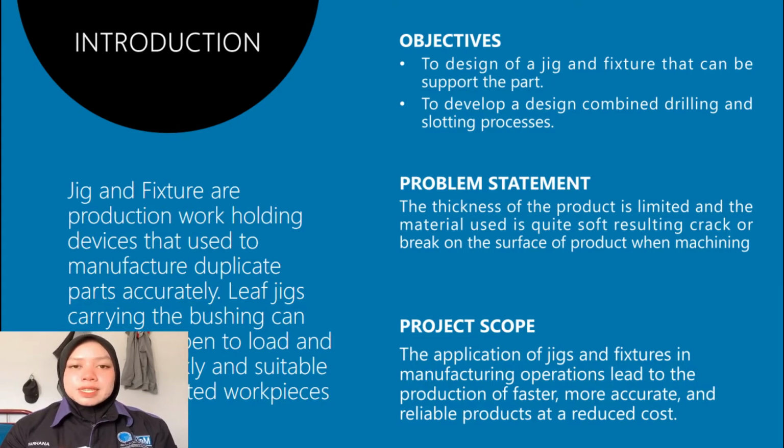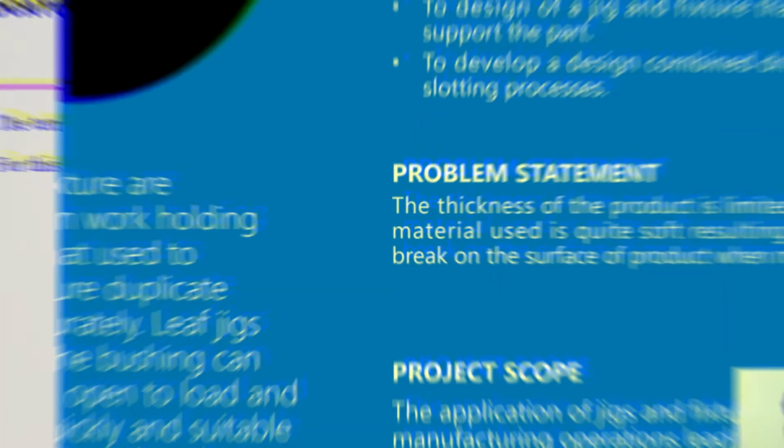Our problem statement is that our part is limited in thickness because we cannot enlarge it. Then we have a soft material that can be cracked. Our project scope is the application of our jigs and fixtures to have a more accurate product and faster production, which can reduce the waste time and also reduce the cost.